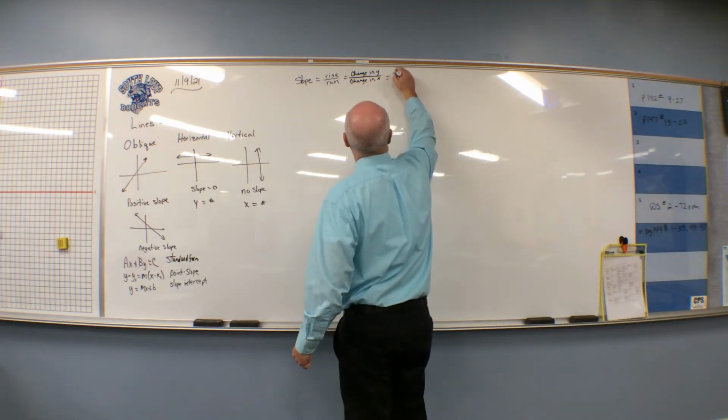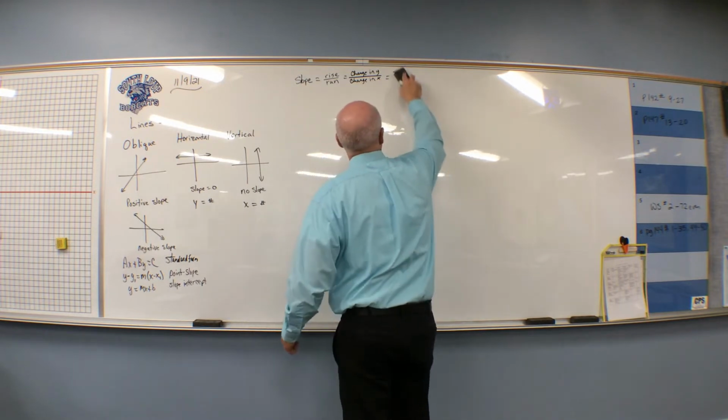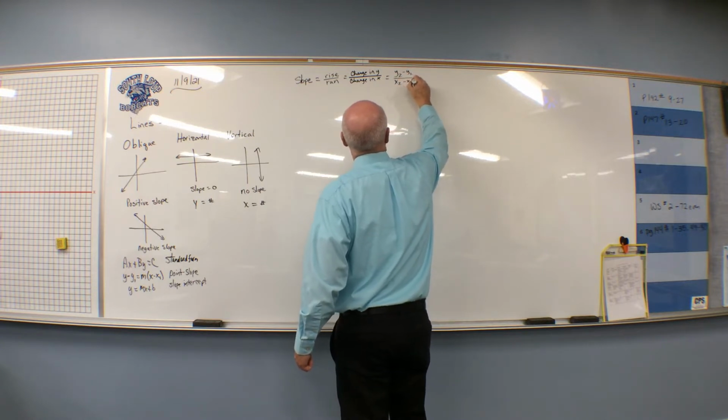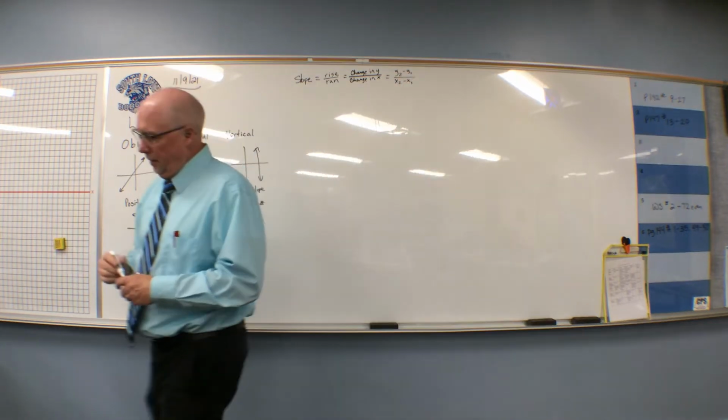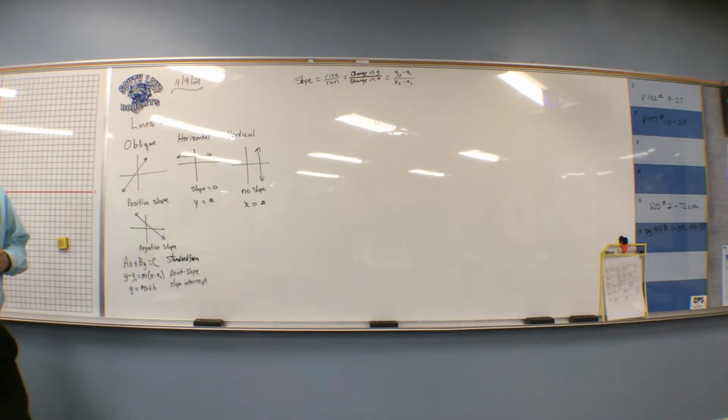Some people write it like this. Oops. I say that, and then I use x, right? Y sub 2 minus y sub 1 all over x sub 2 minus x sub 1. The sub 1s and sub 2s mean there's different x's. Right? So this is slope, rise over run.